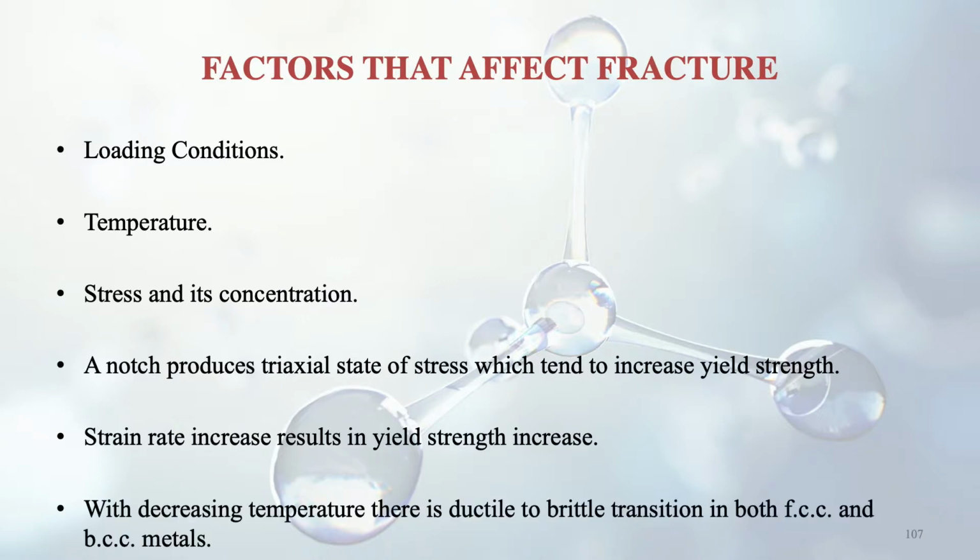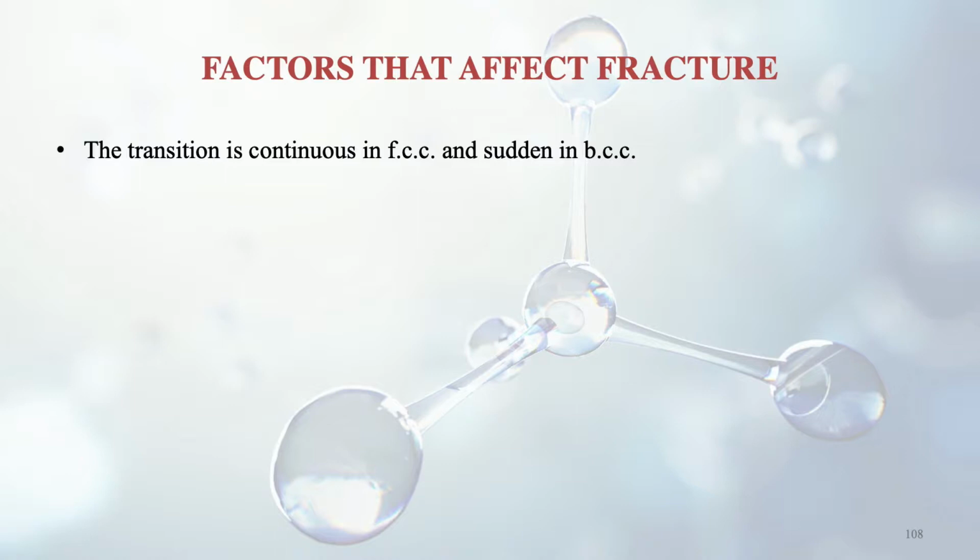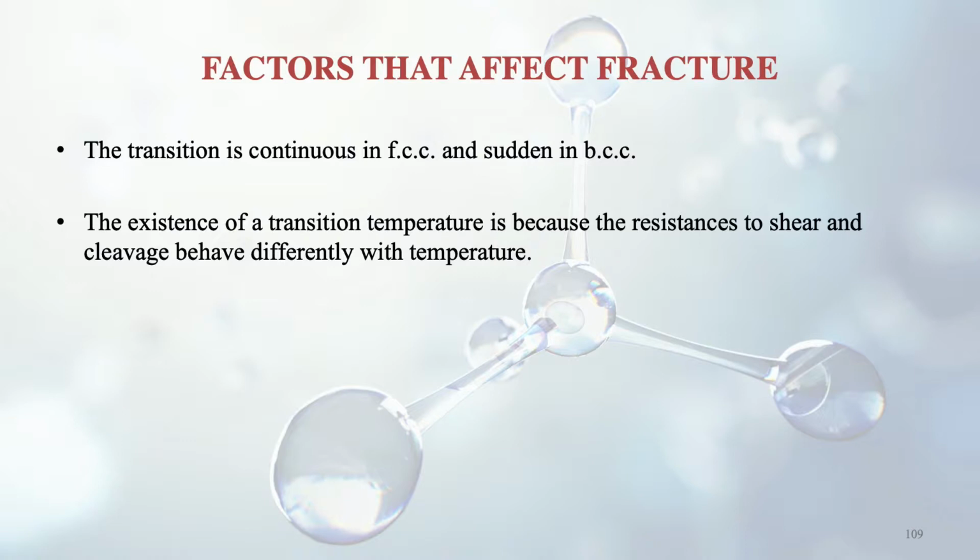With decreasing temperature, there is a ductile to brittle transition in both face-centered cubic and body-centered cubic metals. The difference is that the transition is continuous in FCC, whereas it is sudden in case of BCC. The existence of a transition temperature is because the resistances to shear and cleavage behave differently with temperature.